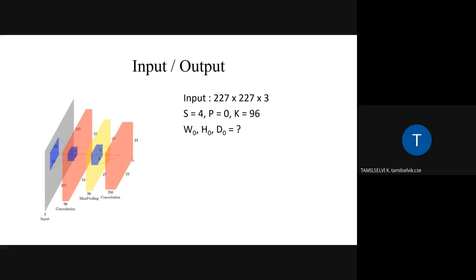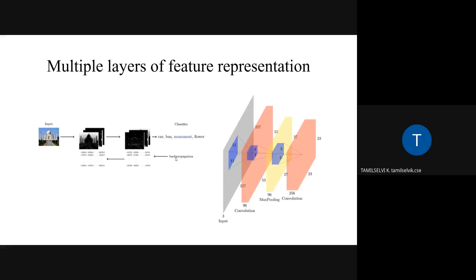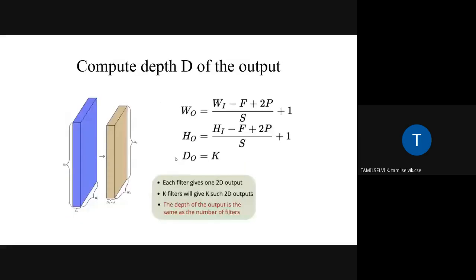So we will take a simple example. If the input is 227 cross 227 into 3, the 3 means an RGB image, so the depth is 3. If the stride is 4, padding is 0, and the number of filters is 96, can you say what the output of this is? Can you work for a while and say what the output is? I hope you can apply the formula and get this; it is very simple. So have a look at it.